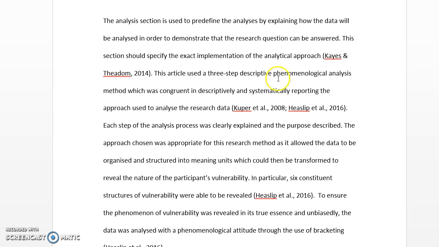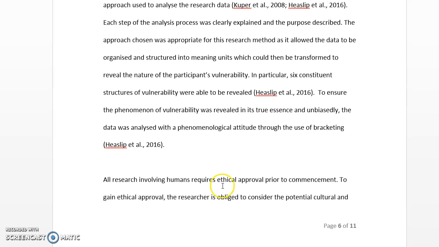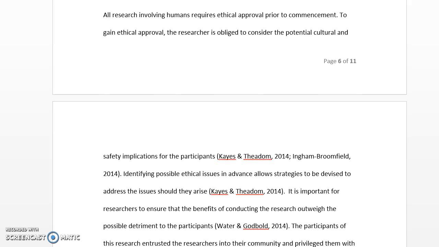Then talking about the analysis, the particular method that was used, which is outlined in the article. So she's talking about how it was done, and she's made the critique here. The approach chosen was appropriate for the research method as it allowed the data to be organised and structured into meaning units, which then could be transformed to reveal the nature of the participant's vulnerability. Lovely. Okay, so she said it's appropriate for the method they've used.